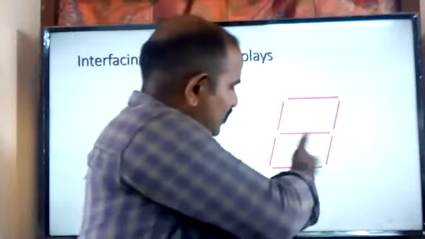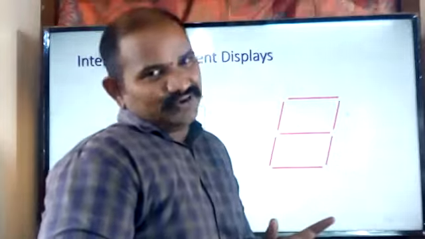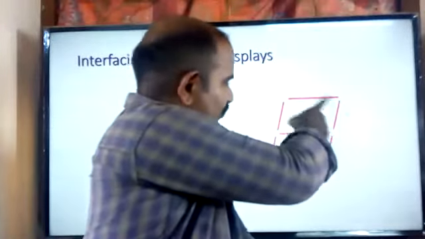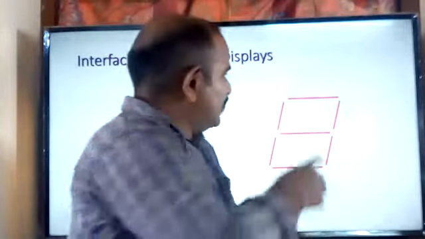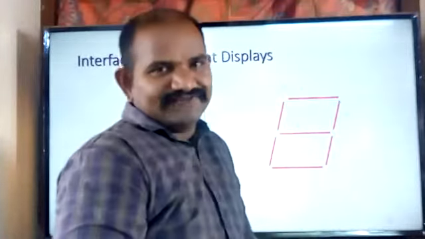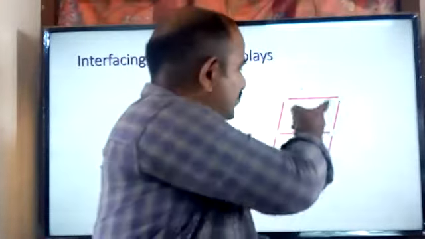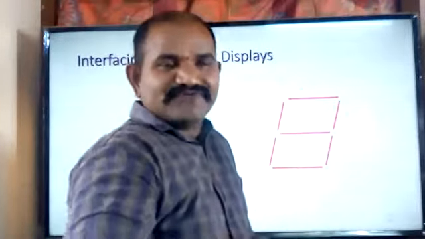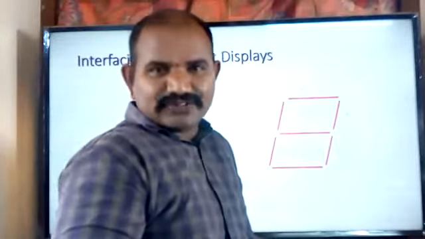Here we are having bar type LEDs. When you take an LED, obviously we have the cathode terminal as well as the anode terminal, so an LED is a 2-terminal device. If all the cathodes of these bar LEDs are connected to one point, and the anodes are used for sending the information, then that kind of 7-segment display is called a common cathode 7-segment display.